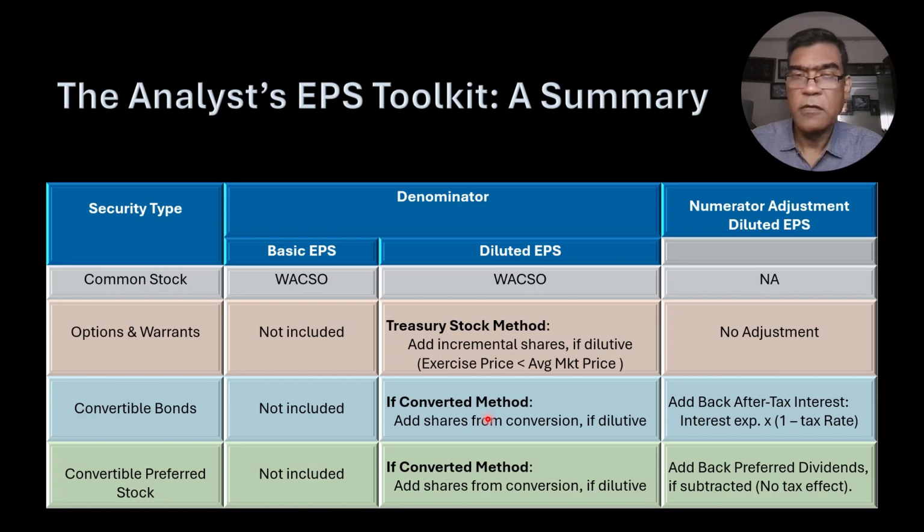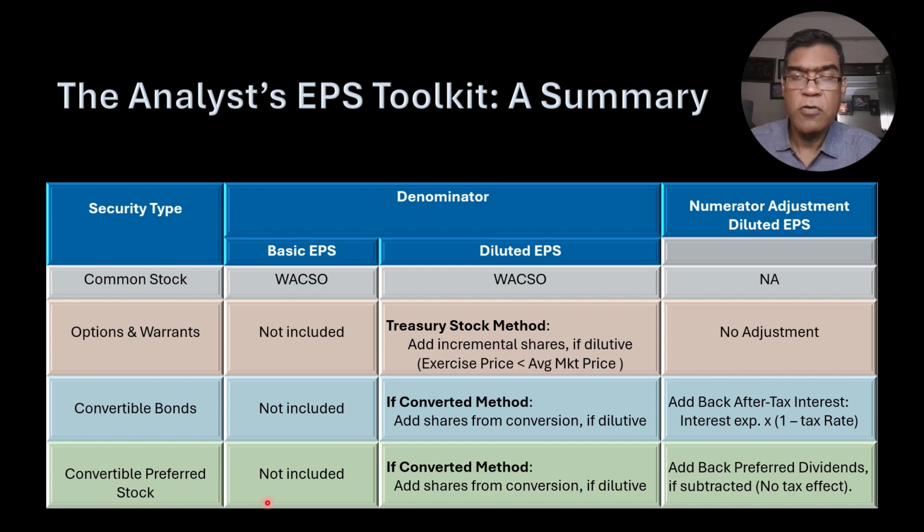Convertible bonds not included in the EPS, no adjustment is required. If-converted method, this is the dilution method. We are talking about denominator. Add shares from conversion if diluted. How do you know that it is diluted? When after inclusion of this bond, EPS is lower than the basic EPS. So if this security is dilutive, then only is it included, right? Then in the case of dilutive, you need to adjust the denominator by adding shares from conversion, and you also need to adjust the numerator by adding back the interest net of tax.